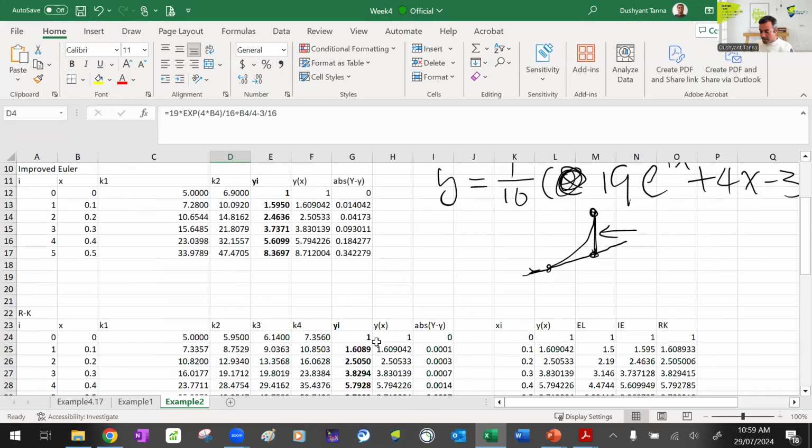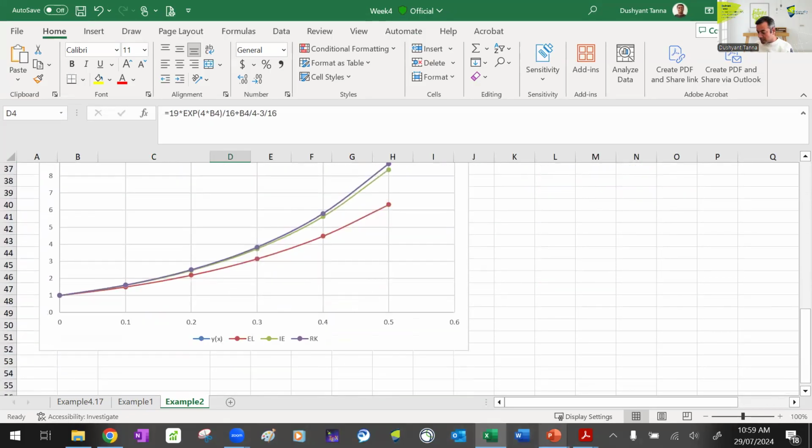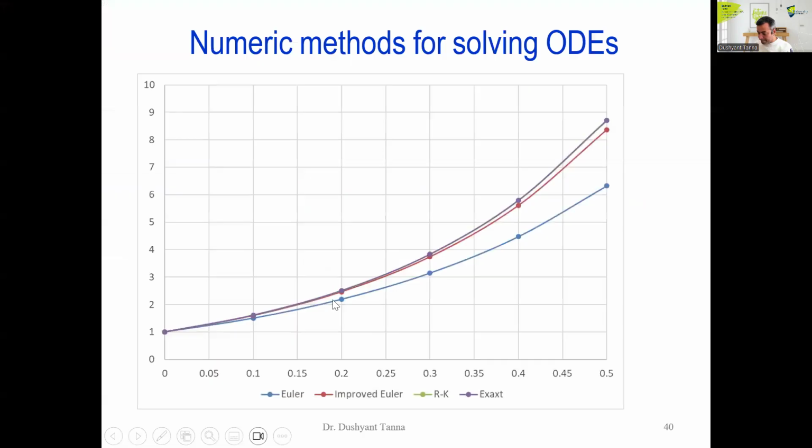Okay. And then I think it's been plotted as well. Yes, it's been plotted, which you will see in the slide as well. Plotting Euler, improved Euler, RK, and the exact. Don't worry about RK, it's Runge-Kutta. We haven't learned it. We won't learn it now. And that's the exact solution.